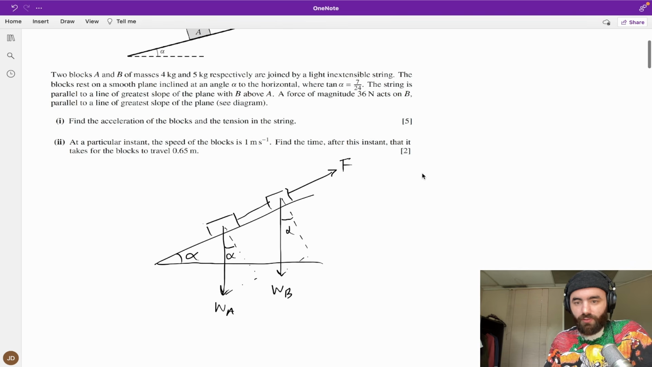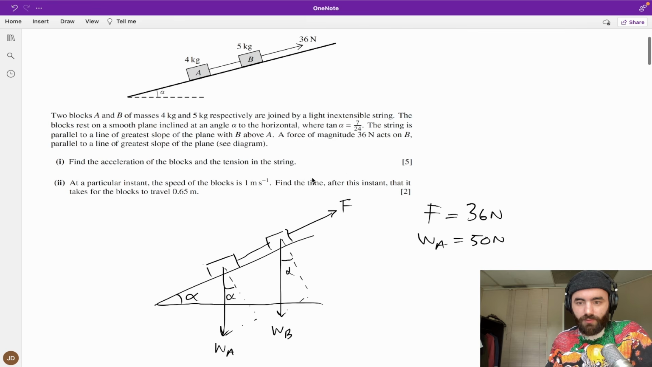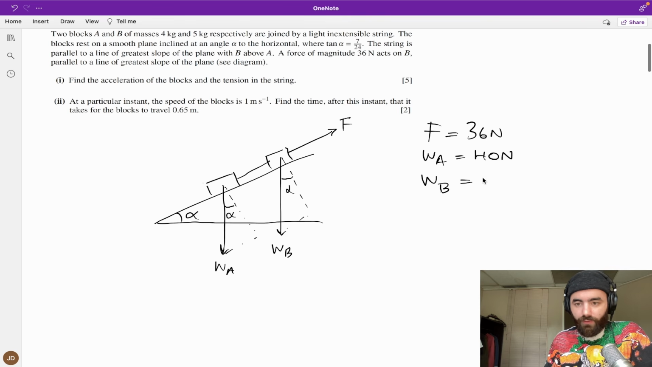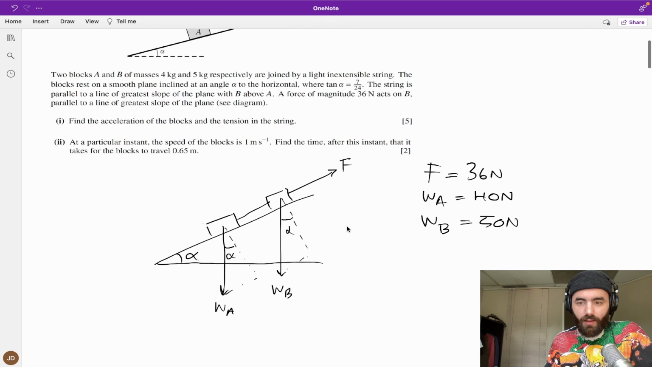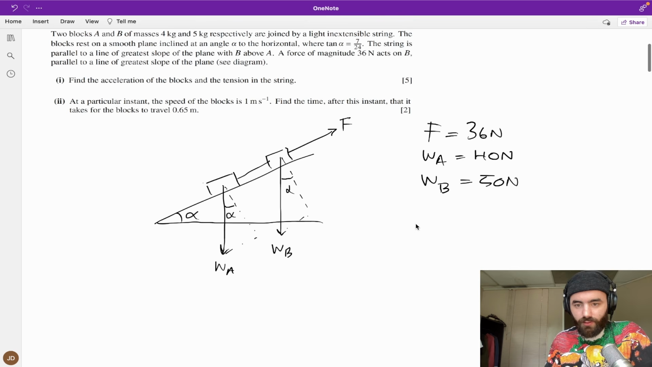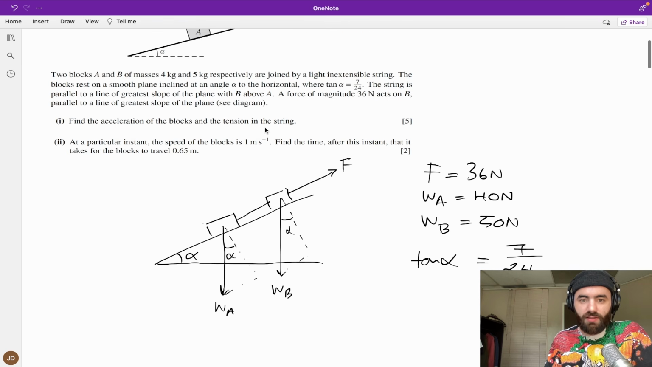So let's write out what they're giving us. F was 6 newtons. WA will be 40 newtons, 10 times the weight. WB will be 50 newtons. And what else they give us? Alpha, our angle, is 7/20. And it wants us to find the acceleration and the tension in the string.